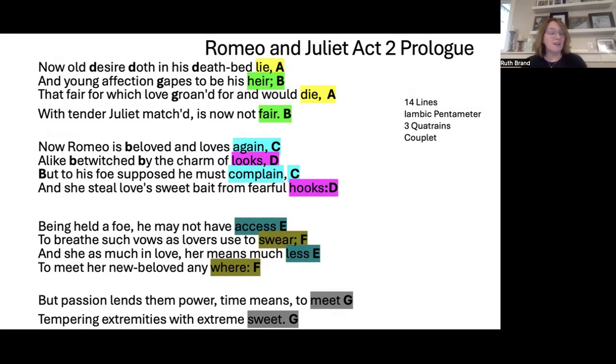Now old desire doth in his deathbed lie, and young affection gapes to be his heir. So what wants to be the heir? What the inheritor? Who is going to be on the throne next, if you will? It's no longer Rosaline, it's Juliet. That fair, and fair here means beauty, for which love groaned for and would die. So the love that he had for the beautiful Rosaline, he moaned over her and groaned over her. He would die for her.